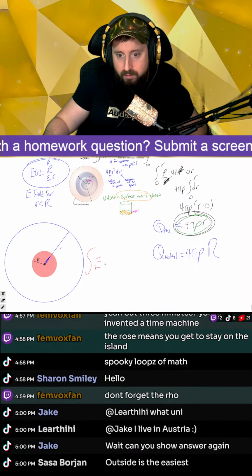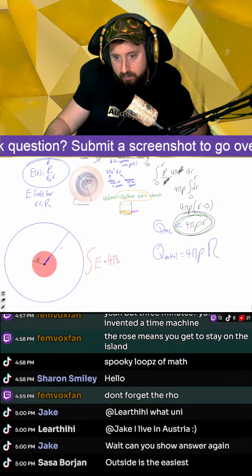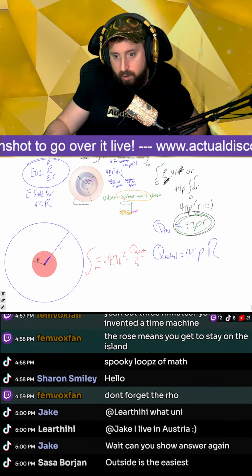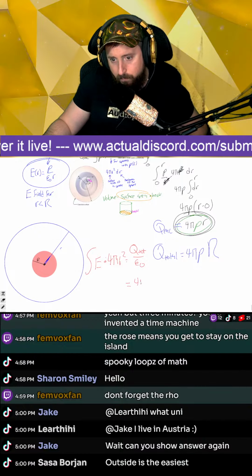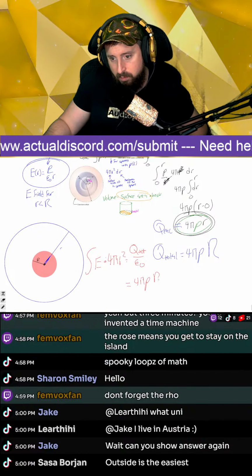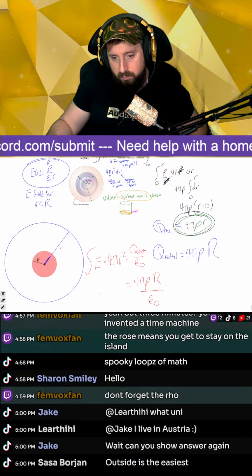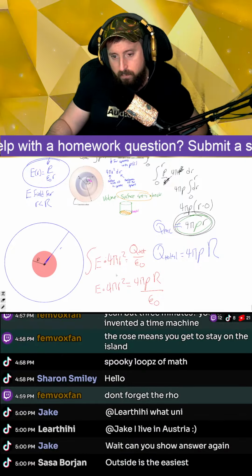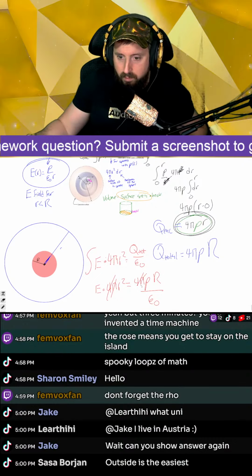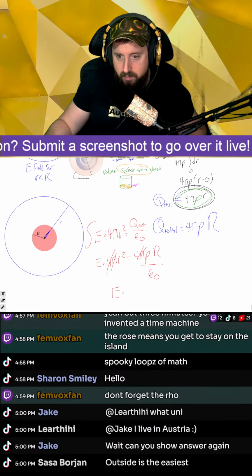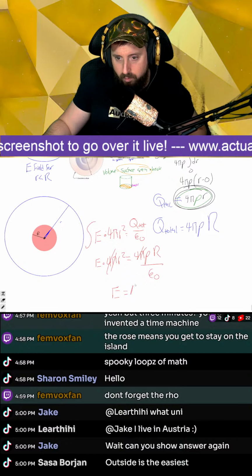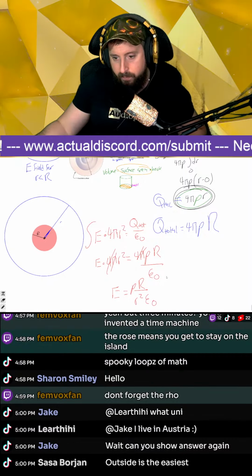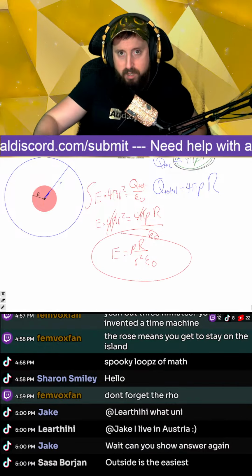So we have E times 4 pi little r squared is equal to Q total over epsilon naught, which is equal to 4 pi rho big R over epsilon naught. The 4 pi's cancel, and now you're left with E is equal to rho R over little r squared epsilon naught. And that should be it.